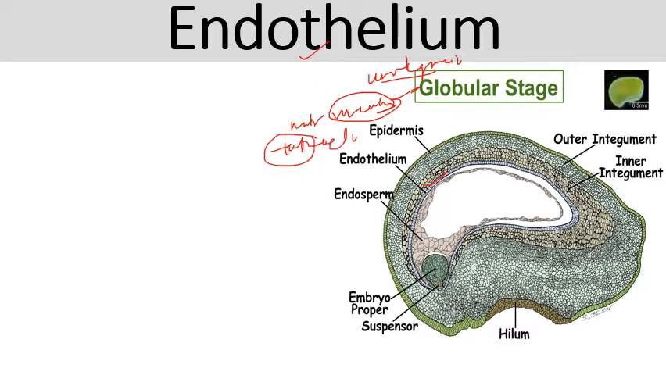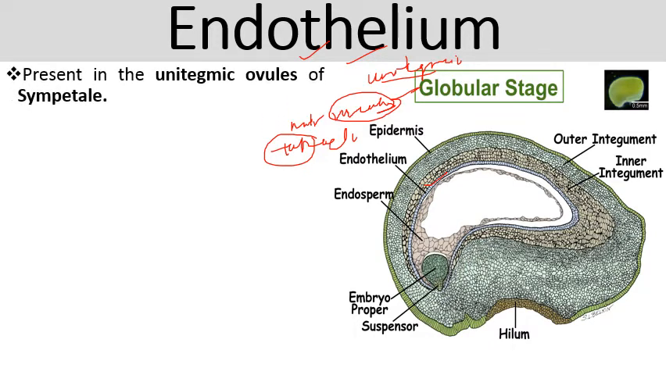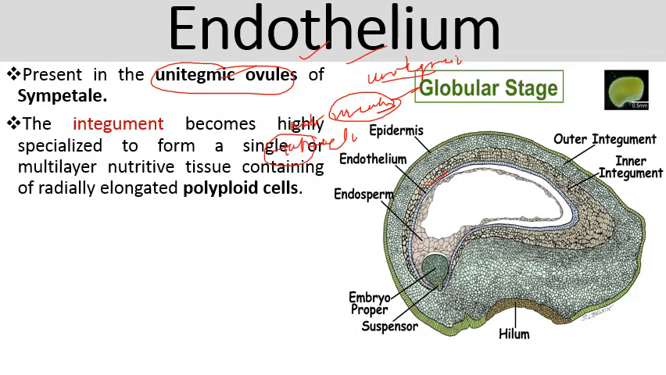So that's why this type of structure जो endothelium है इसे कहा जाता है integumentary tapetum भी. So this structure is present in unitegmic ovule of Sympetalae. जो unitegmic ovules हैं Sympetalae के उनमें ये present होता है, and this is a structure which is found in those ovules जिनमें जो nucellus है वो early stages में disintegrate होता है.